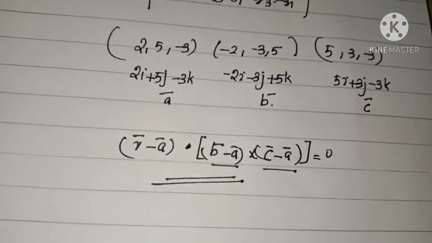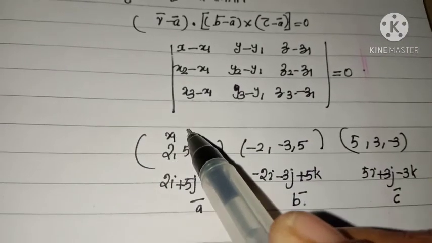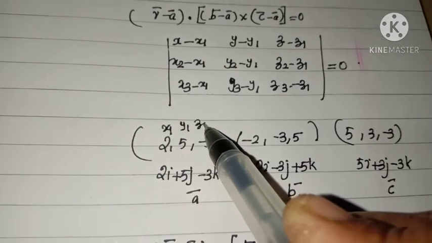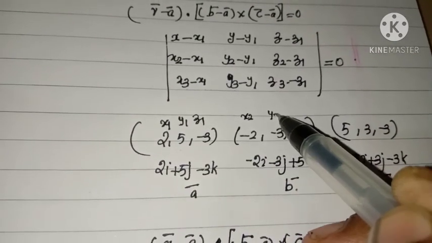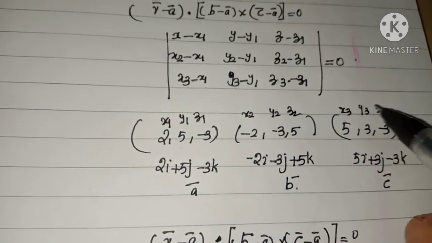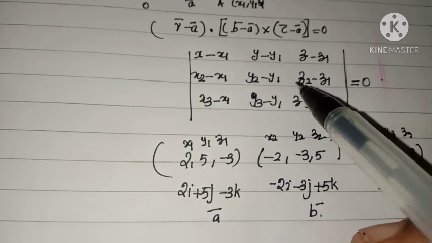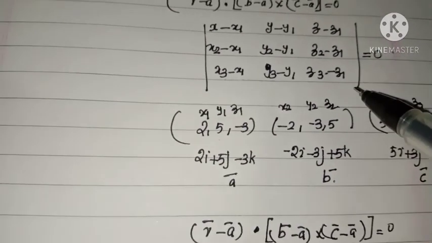Okay. At the same time, the Cartesian equation is, let us consider this is x1, y1, z1, x2, y2, z2, x3, y3, z3, and put all these values here and find the determinant, which gives the Cartesian equation.